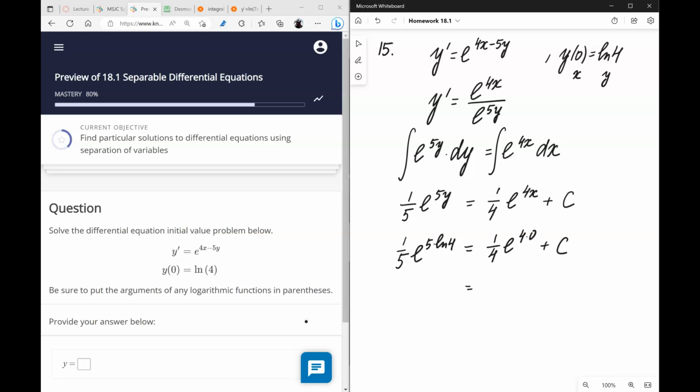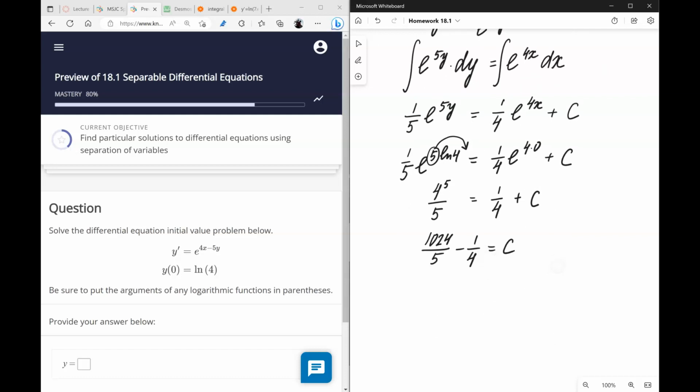So on the right side we have 1/4 plus c. On the left side we have e to the power of 5 times ln 4. 5 can be brought inside here, and then e and ln cancel each other, so we have 4 to the power of 5 over 5. 4 to the power of 5 is 1024, over 5 minus 1/4 is equal to c. So c is not a pretty number.